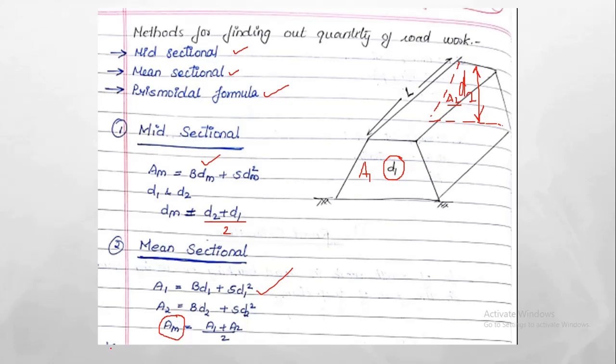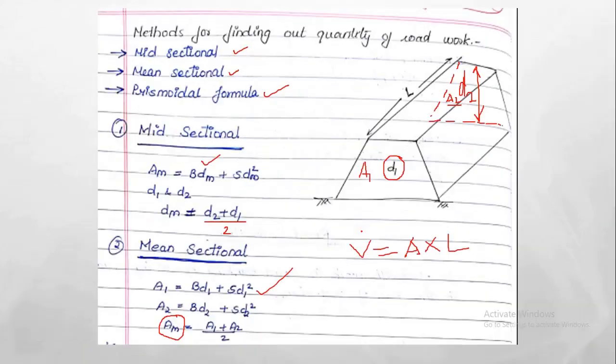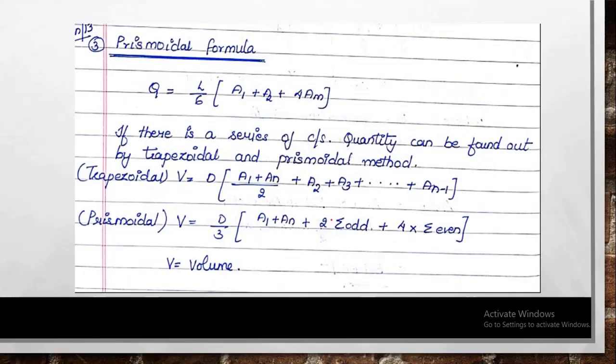You need to understand the reason for calculating this AM in all the formulas. We need to have the volume. Volume is equal to area multiplied by length. So if we know the area, multiplying it with the length, we'll get the value of volume. That will be the quantity of soil required. Coming to the prismoidal formula, the formula is Q is equal to L by 6 into A1 plus A2 plus 4 AM.